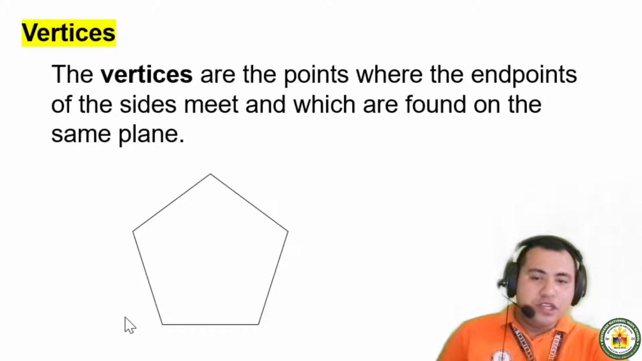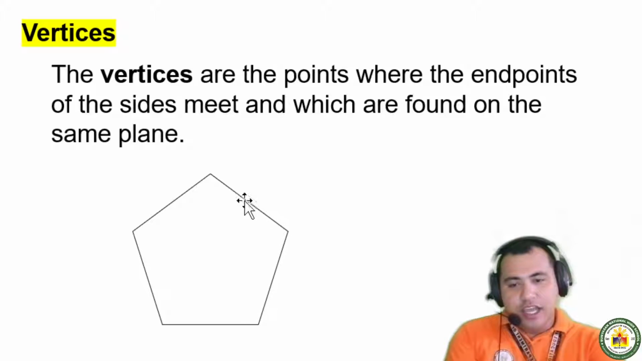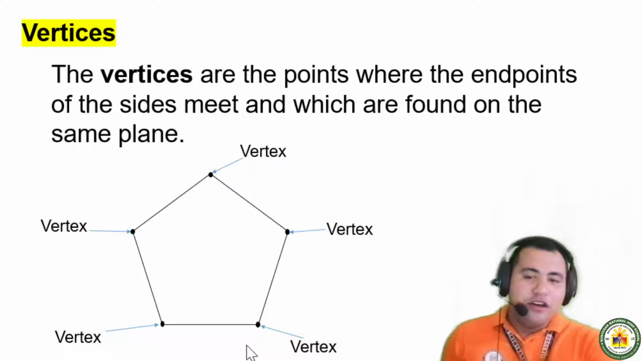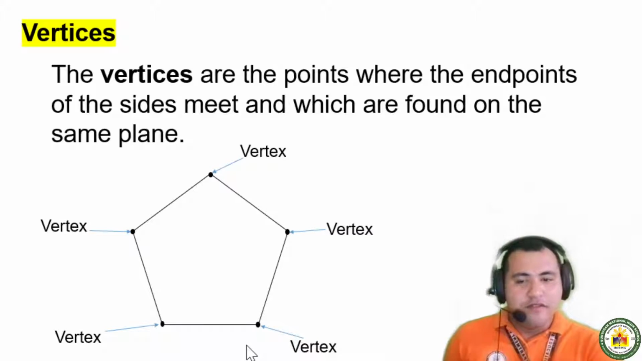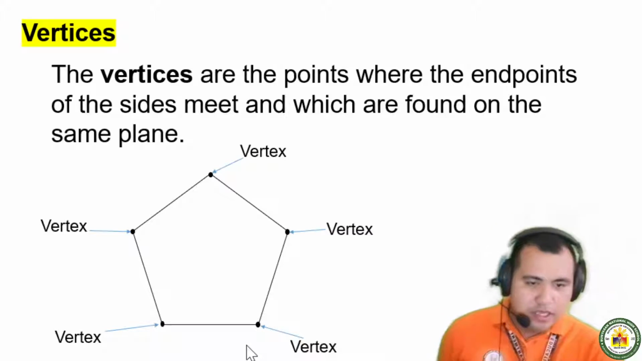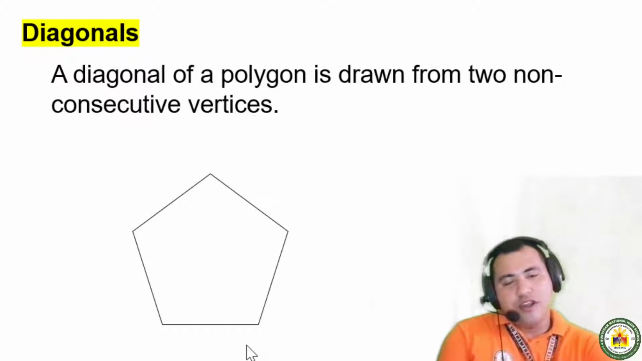The vertices are the points or the endpoints where the sides meet, and which are found on the same plane. For example, in this figure, kani ang mga angle, kani ang intersection sa mga side, tawag nato ana vertex. The point where the endpoints or the sides meet, mao ning tawag og vertex, vertices. So there are 5 vertices of that polygon.